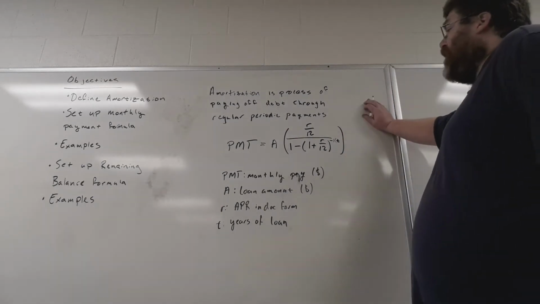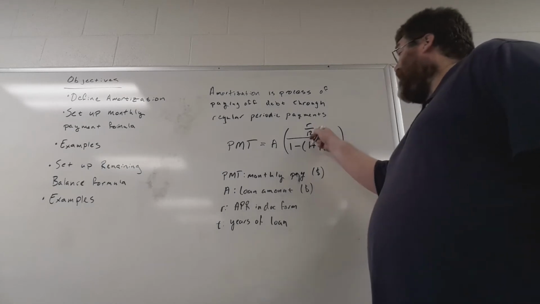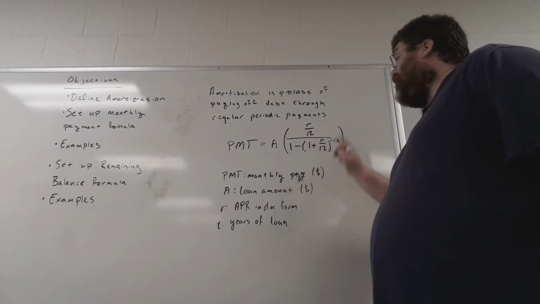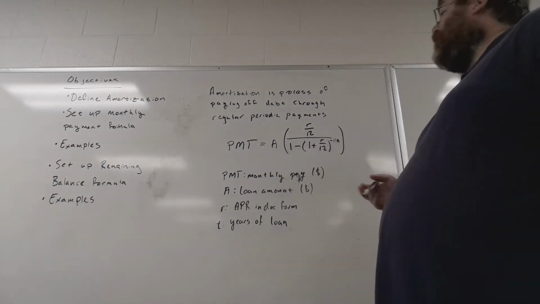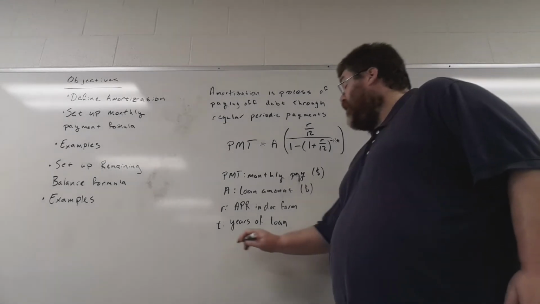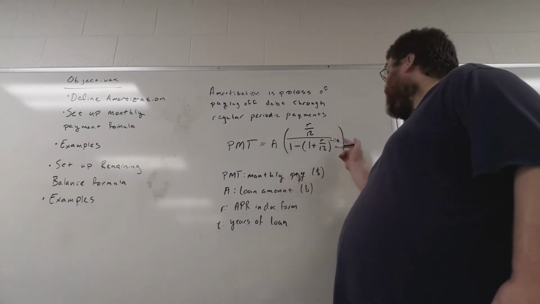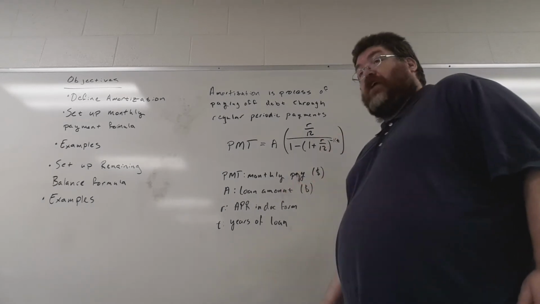So I said we were going to simplify this formula a bit. I'm just going to get rid of the fractions and get a simpler form for our exponent. All I'm going to do is replace the R over 12 with an I and the 12 times T with the capital N.